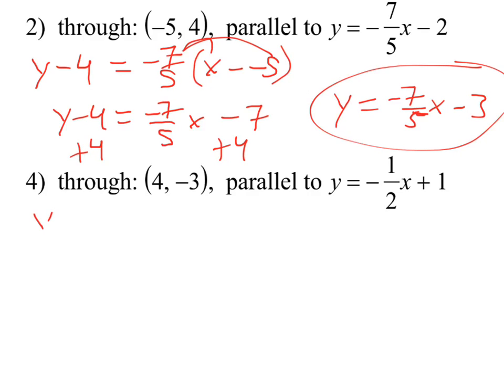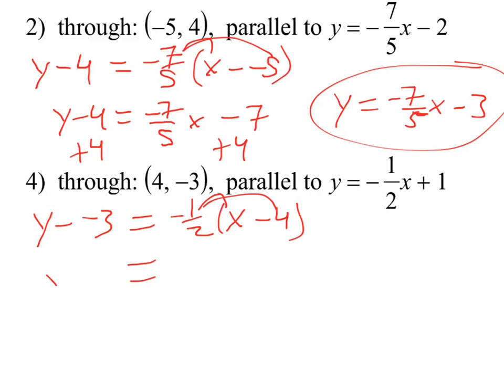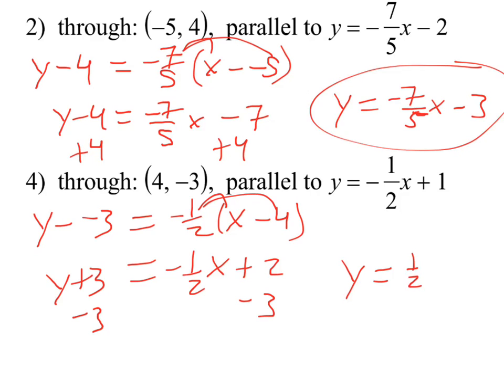Number 4, following the same pattern, y minus that y value of negative 3. The right side, we're going to have the same slope as the original line, which was negative 1/2. And then we're going to have x minus the x coordinate of the point, which is 4. Now we're going to distribute this 1/2. On the left side we got y plus 3. Right side we got negative 1/2 x. Negative times negative is positive, so plus 2. 1/2 of 4 is 2. When you get y by itself by now subtracting 3 from both sides, and we get y equals negative 1/2 x minus 1. And that's that one.